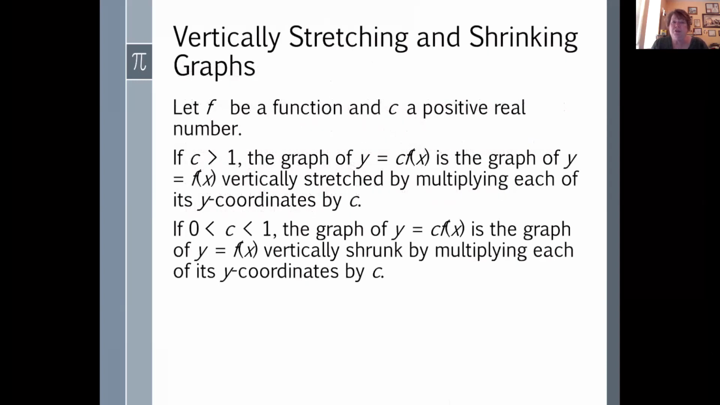So vertical stretching and shrinking: let f be a function and c be a positive real number. If c is greater than 1, the graph of y equals c times f of x is the graph of y equals f of x, vertically stretched by multiplying each of its y coordinates by c. If c is between 0 and 1, so c is greater than 0 and less than 1, the graph of y equals c times f of x is the graph of y equals f of x vertically shrunk by multiplying each of its y coordinates by c.